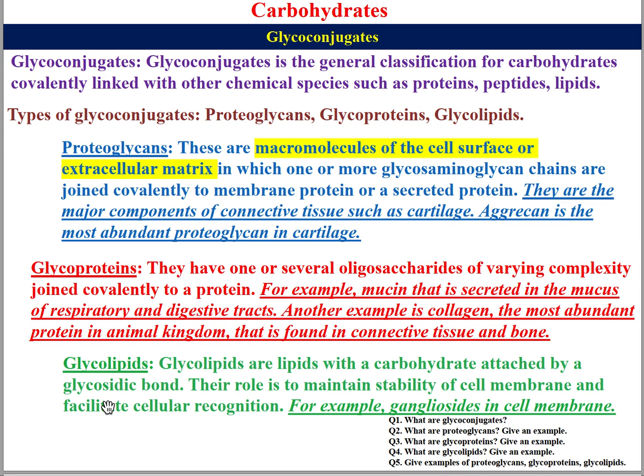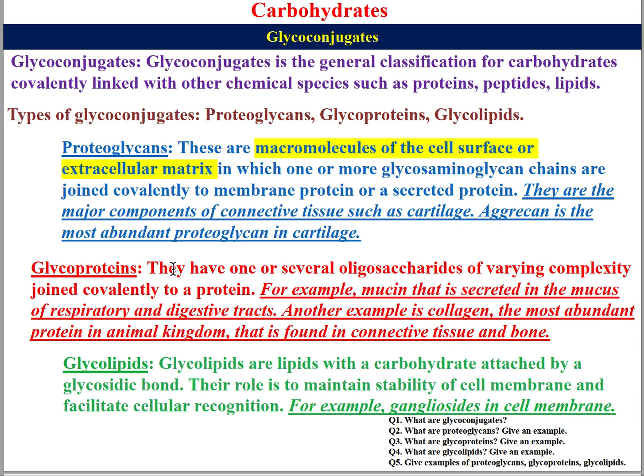Okay, so what are glycoconjugates? Glycoconjugates is the general classification of carbohydrates covalently linked with other chemical species like proteins, peptides, and lipids. There are three types of glycoconjugates: one is proteoglycan, second is glycoprotein, third is glycolipid. Proteoglycans are macromolecules of the cell surface or extracellular matrix in which one or more glycosaminoglycan chains are joined covalently to a membrane protein or a secreted protein. They are the major components of connective tissue such as cartilage. Aggrecan is the most abundant proteoglycan in cartilage.